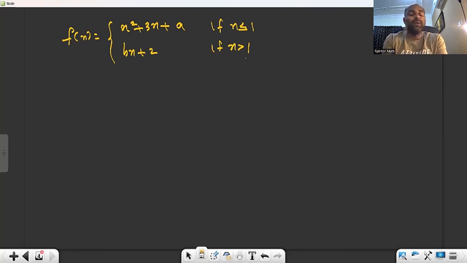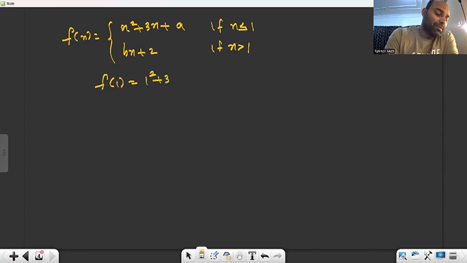Differentiability at x equal to 1. Already they told it is differentiable, so LHD and RHD are equal. First you write f of 1. The equal sign is coming in the first function, so f of 1 will be a plus 4. Then f of 1 minus h, that's also the first function.